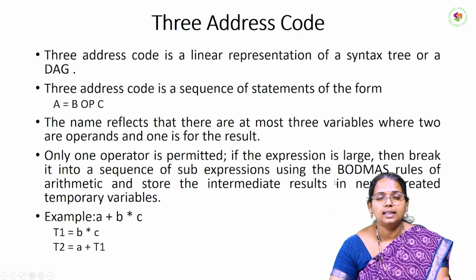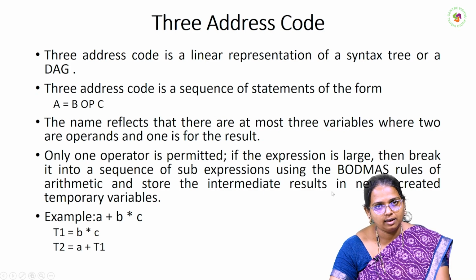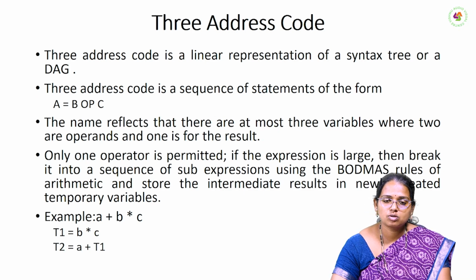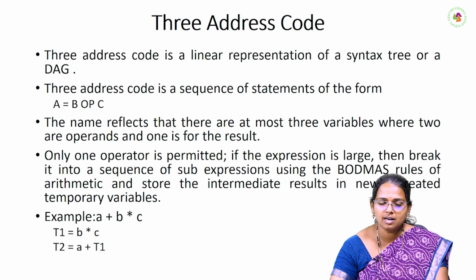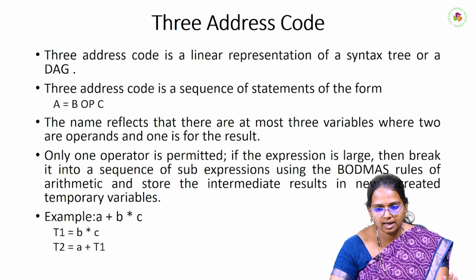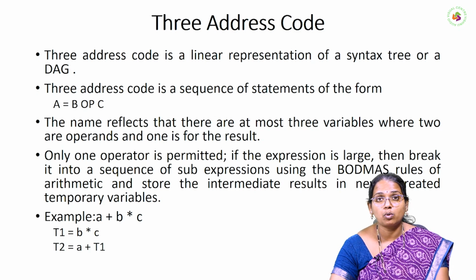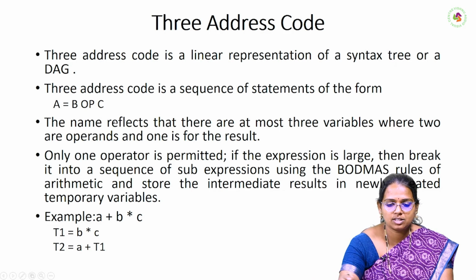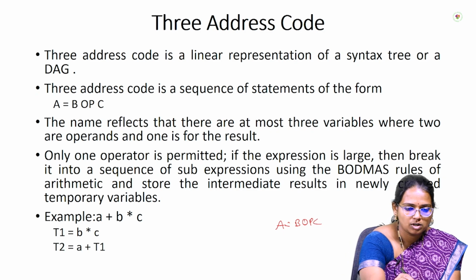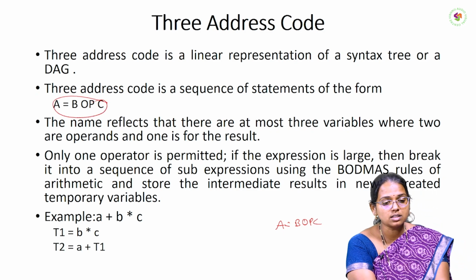Next format is 3 address code. Mainly in our syllabus we'll focus on the 3 address code. 3 address code is also one of the linear representations of a syntax tree or DAG. 3 address means it contains at most 3 variables. The 3 address statement is like this: A is equal to B op C. This is the form of 3 address code.